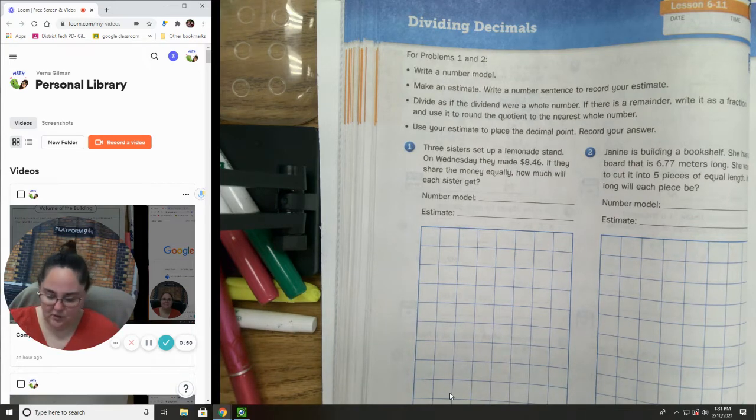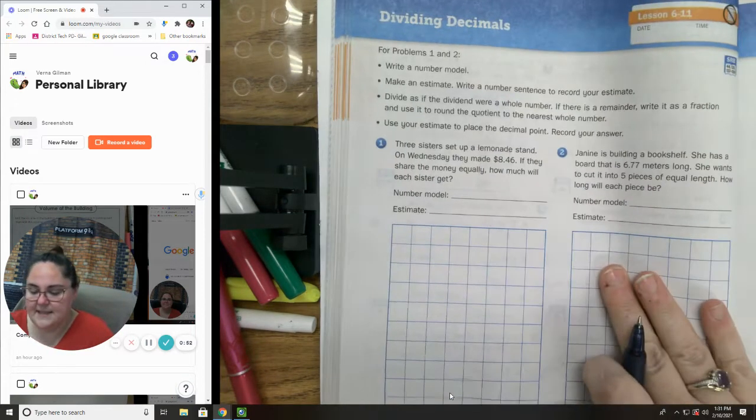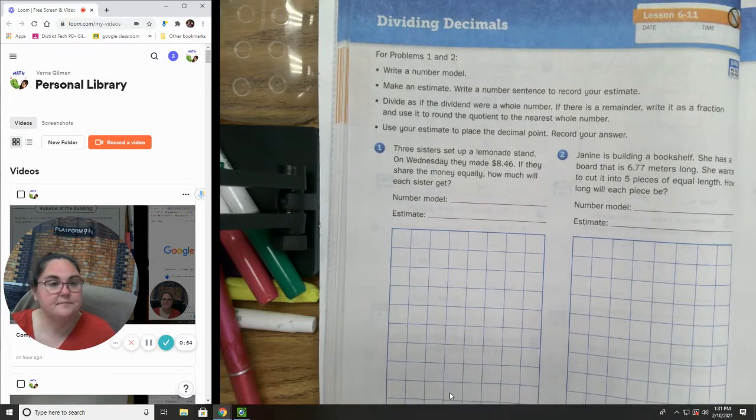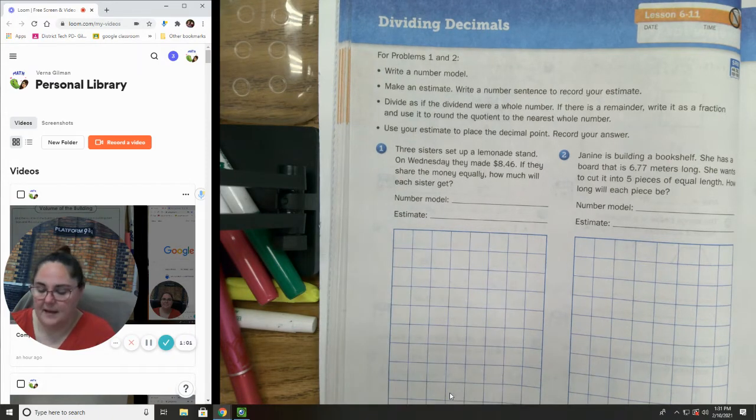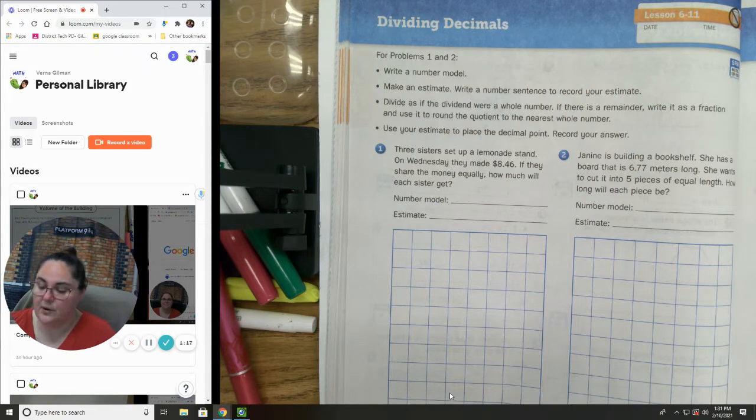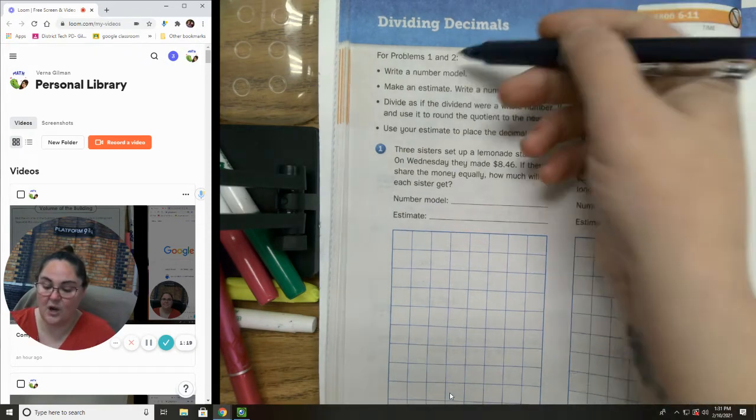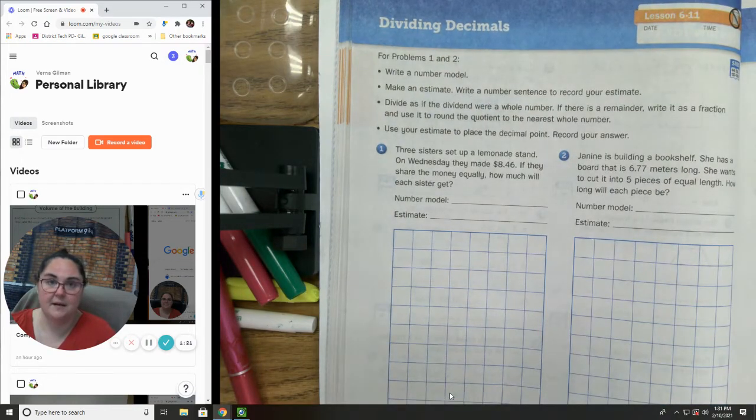All right, so let's start with number 1. It says write a number model. Okay, make an estimate. Write a number sentence to record your estimate. Okay. Divide as if the dividend were a whole number. If there is a remainder, write it as a fraction and use it to round the quotient to the nearest whole number. Use your estimate to place the decimal point. Record your answer. So these are a few steps that we're going to take.